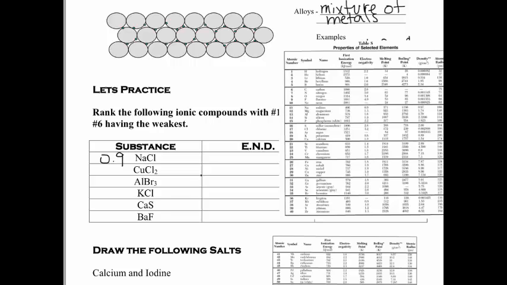And then we need to find chlorine. Chlorine is number 17. Here it is. Here's number 17, chlorine, and its electronegativity is 3.2. So in order to find the difference, we just need to subtract. And when we do, we get a difference of 2.3.